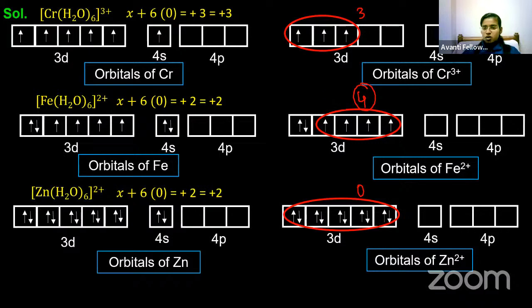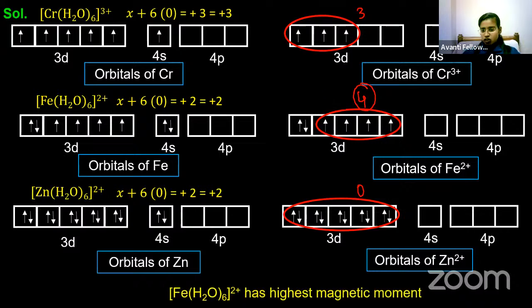Okay. So the correct answer is the second complex. The iron complex has the highest magnetic moment. So options 1 and 3 are wrong. I hope this question is clear to all of you. So now we'll go for crystal field theory.